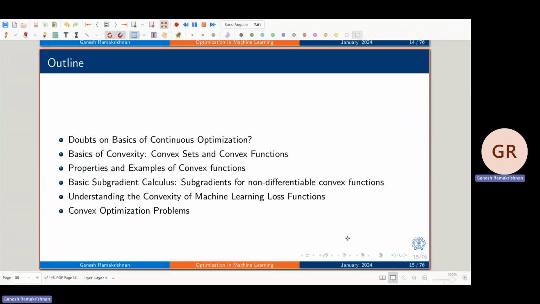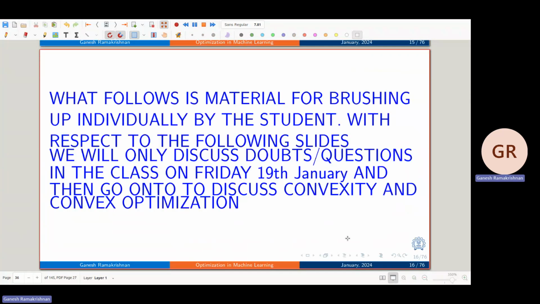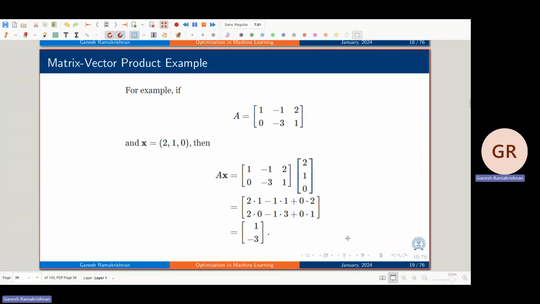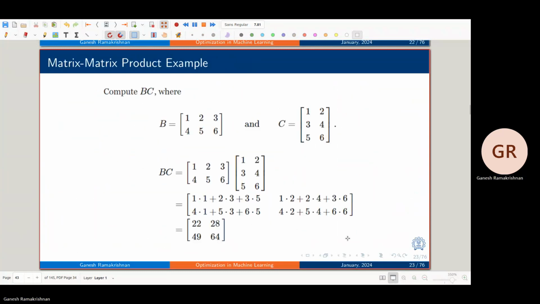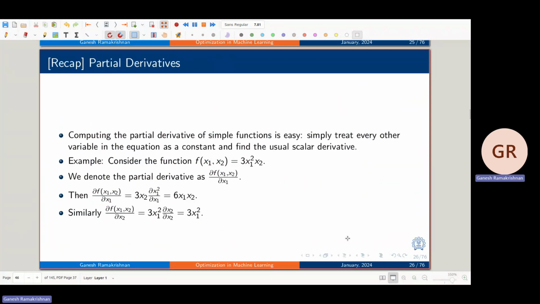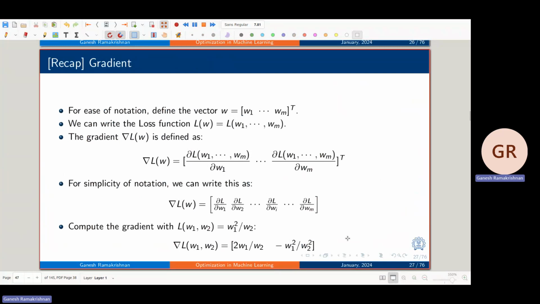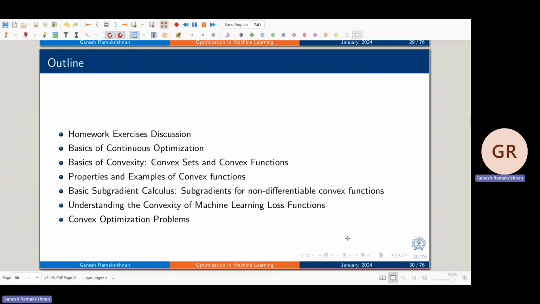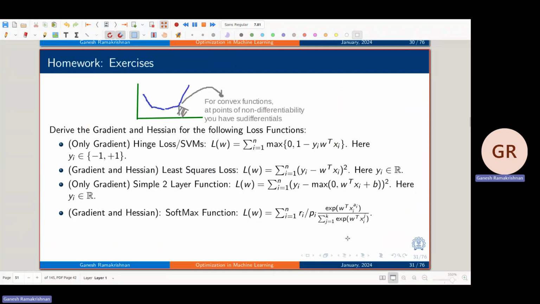So if there are doubts on what I have given as homework, do let me know. And if not, then we'll start looking at this. This is what I had asked you to brush up for today: vectors, matrices, vector product, matrix-matrix product, and some illustration. And then I'd given you some homework on derivatives, and partial derivatives, which are important for computing gradients. Okay, any questions on this homework exercise?